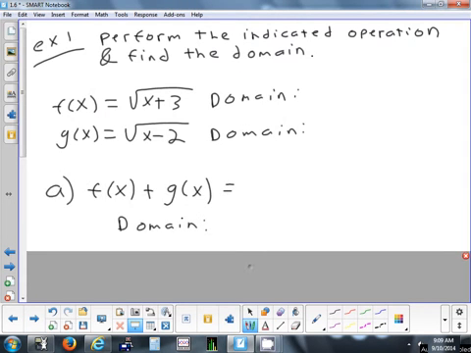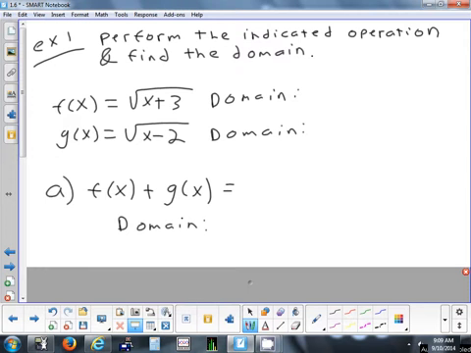First thing we'll do is find the domain of each of these original functions, and then I want to add them together and find the domain of the new function. Okay, so with square roots, we want to make sure that the radicand is never negative. So what kind of values do I need to pick for the domain of f of x to make sure the radicand is never negative? It can be 0, it just can't be negative.